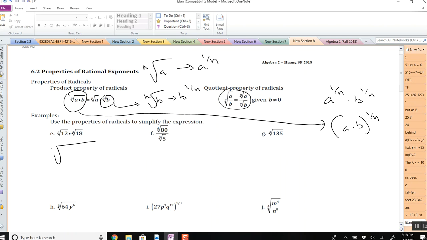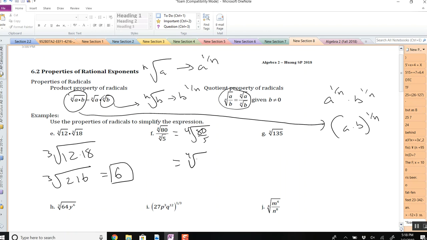Here I've got the cube root of 12 and 18, so I can multiply those two together. If you use a calculator, I believe that's going to be 216. Well, we did talk about this earlier. The cube root of 216 is 6. We actually know what that is. Here, we can combine 80 and 5 like this. 80 over 5 is 16, and we do know the fourth root of 16 is just 2.